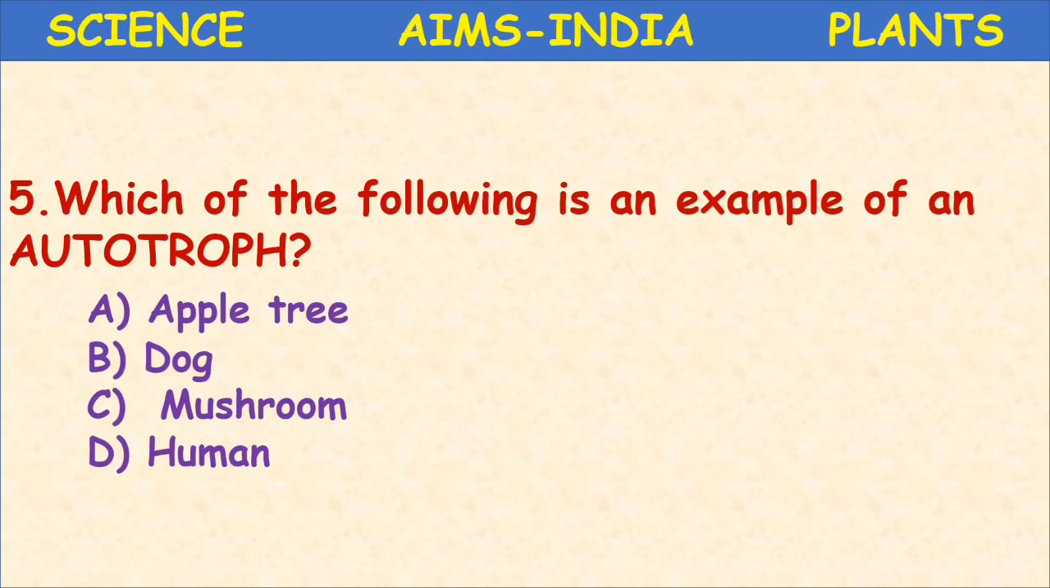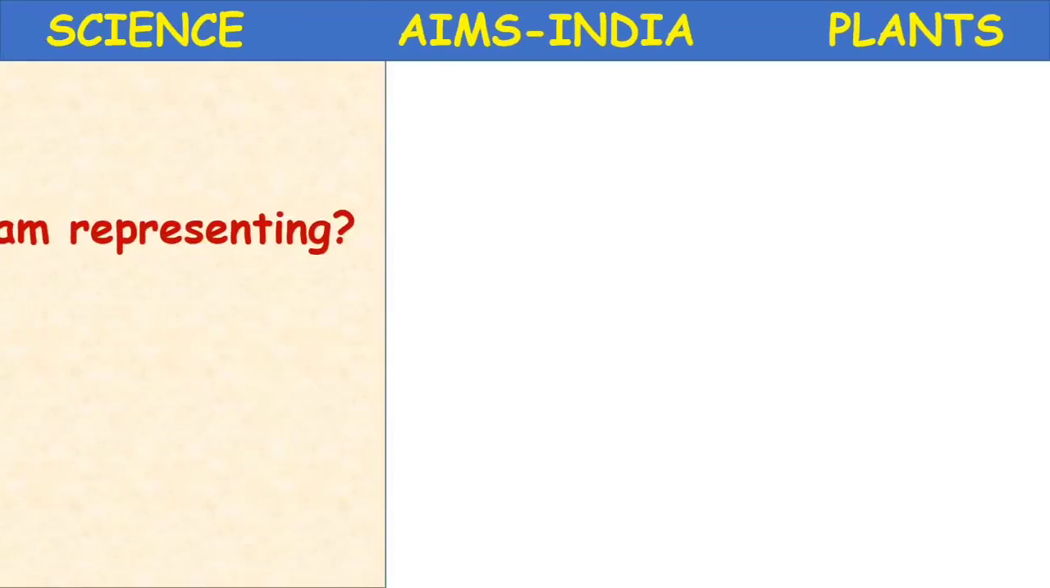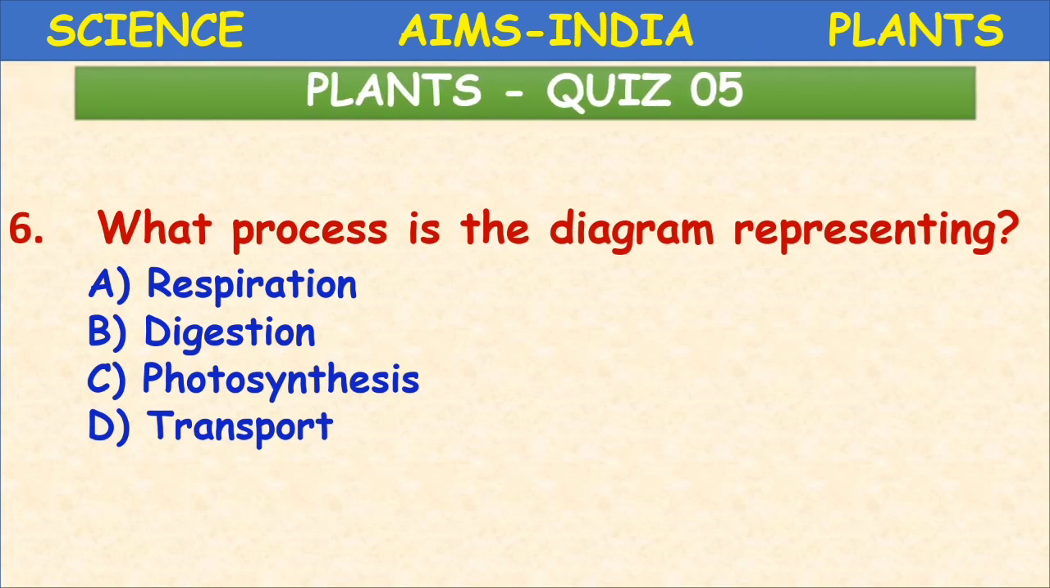H2O is water. Which of the following is an example of an autotroph? Autotroph, that is a producer. Which is the example, children? Anybody can guess it? A option is apple tree, B is dog, C is mushroom, D is human. So already I gave you the answer here. A is apple tree. So next question. What process is the diagram representing?